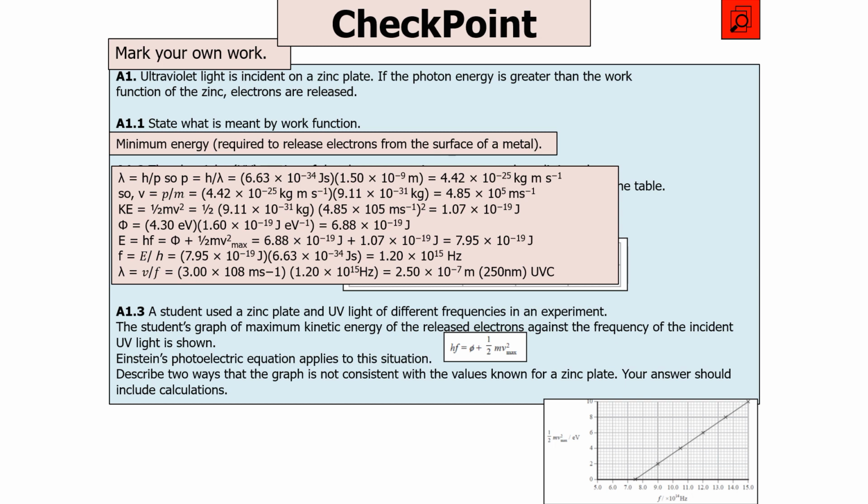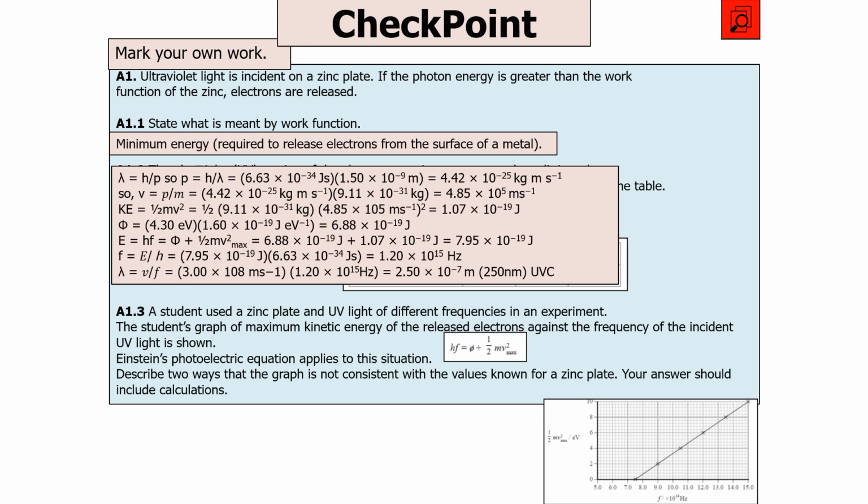So it's 4.42 times 10 to the minus 25 kilogram meters per second. We then say, well, momentum is mass times velocity, so velocity is momentum over mass. So we work that through and we get 4.85 times 10 to the 5 meters per second. We know that kinetic energy is a half mv squared, so we pop the value for v in. We know the mass of an electron, it's given to us on the equation sheet, so it's 1.07 times 10 to the minus 19 joules. That's our kinetic energy of the electron.